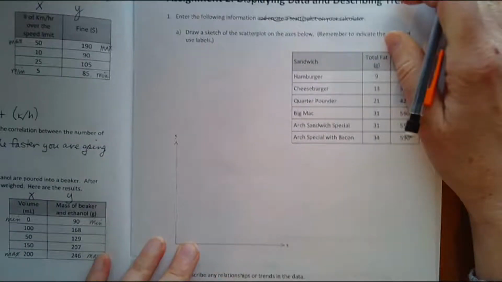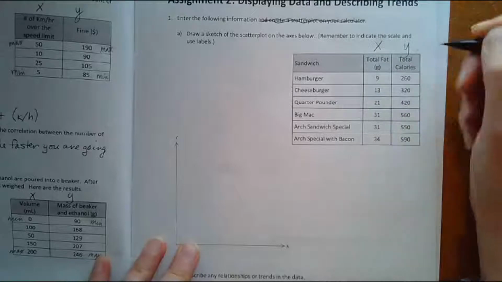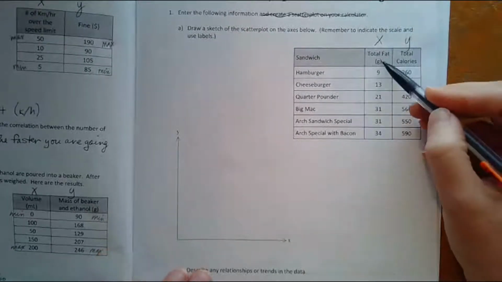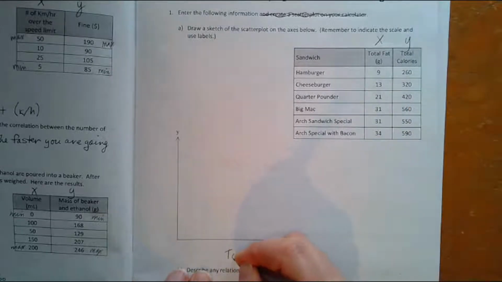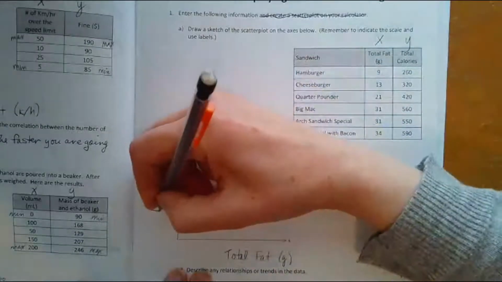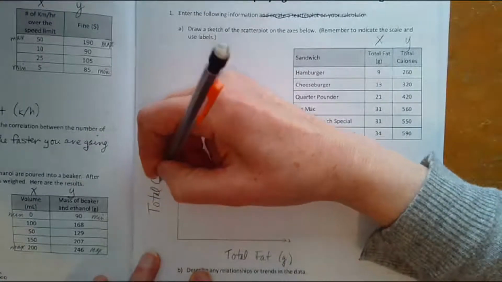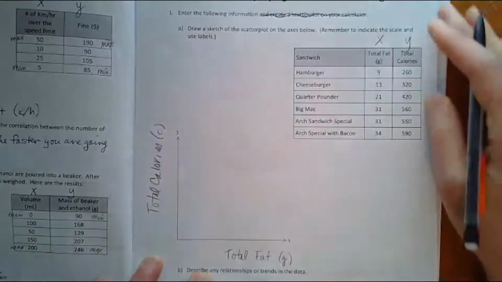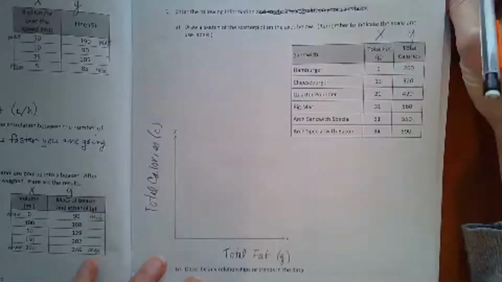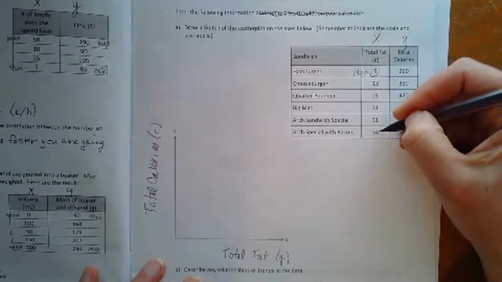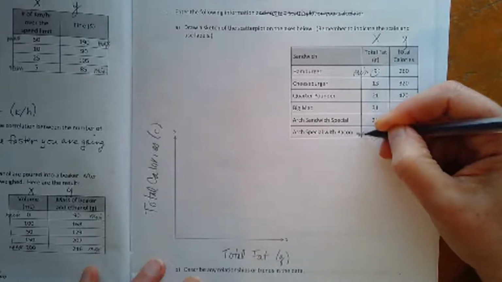Remember, the first column of data is the data that goes on your x-axis. The second is on your y-axis. So my x-axis should be labeled total fat in grams, and my y-axis is total calories. And I guess it's just calories, right? That's the unit. So let's see, my minimum is 9. That's my lowest value. My highest value is 34, right? That's my max.